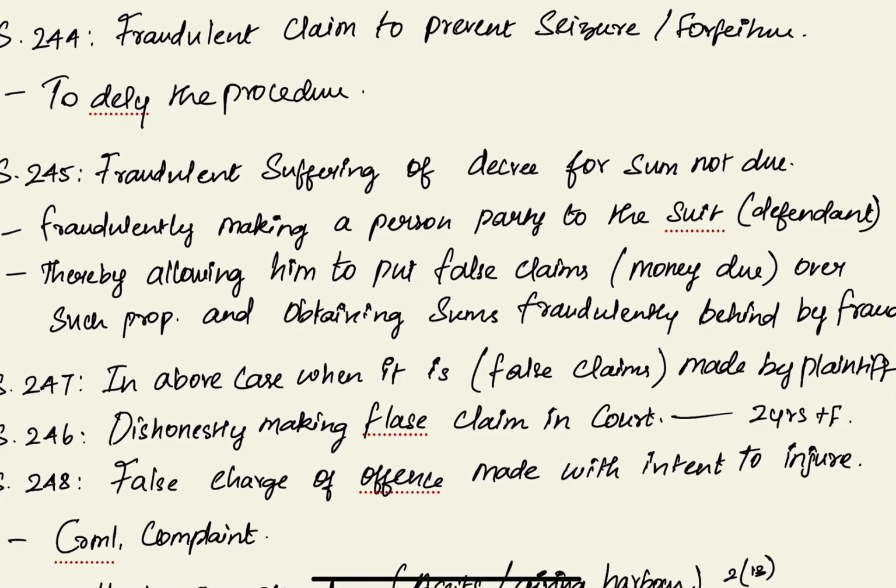And section 244 deals with fraudulent claim to prevent seizure or forfeiture. The person who is holding the property upon which the court has ordered seizure or forfeiture appoints a person to make false claims so that he can benefit out of it, or delay the procedure with such intentions. If any person allows any fraudulent claim, then such person shall be held liable under this section 244.